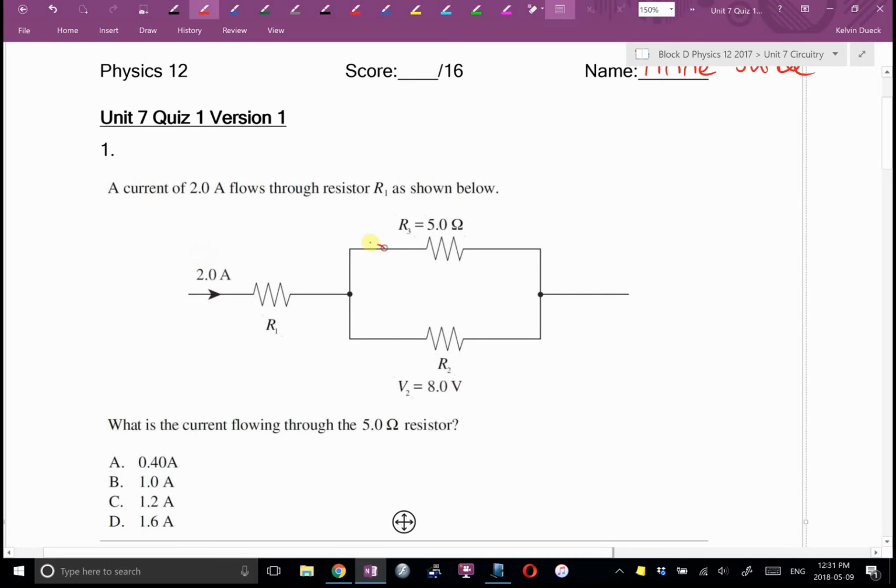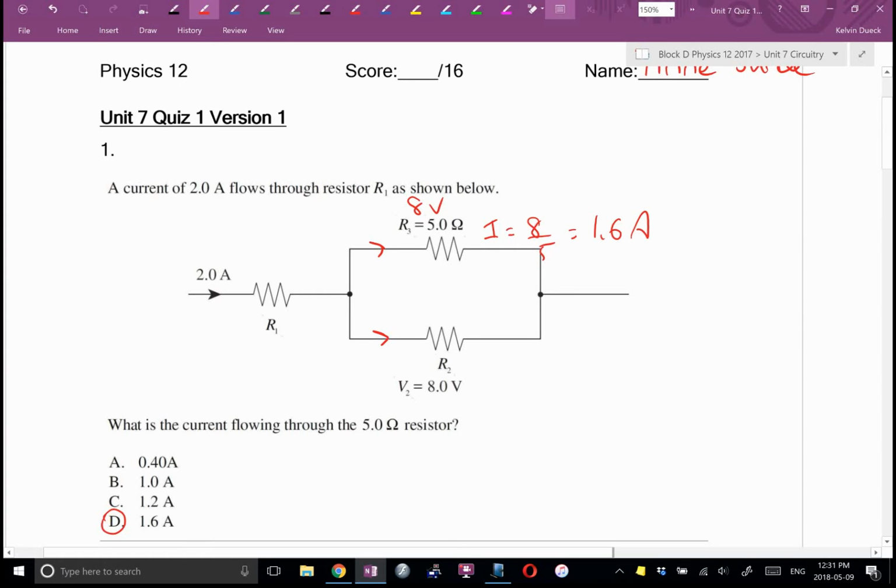Well, I'll label downhill. If from here to here is 8 volts, how many volts from there to there? 8. So now that I know that that's 8 volts, I can also tell you that the current up there is going to be 8 divided by 5, which is 1.6. So how many amps are going through... Oh, I'm done.